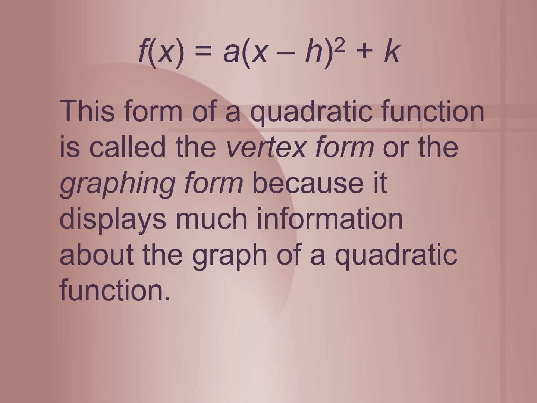This form of the quadratic function is called the vertex form or the graphing form because it has all this information about the graph of the function.